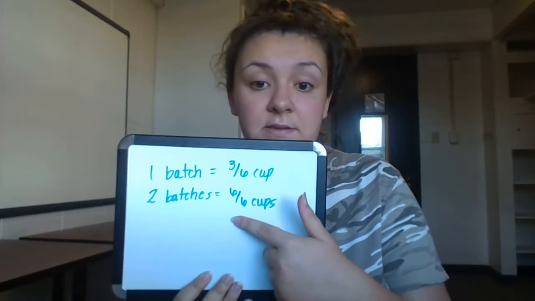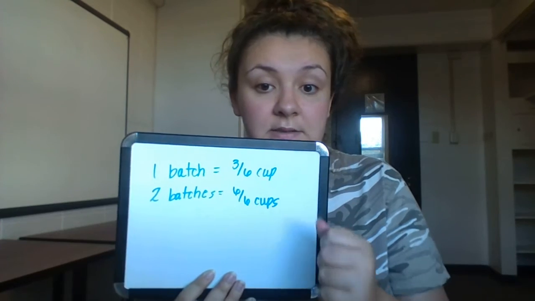2 batches is equal to 6/6 cups, because 6 is a whole, and then 3 plus 3 is 6, so this is a whole. 3 batches will be 9/6 cups.